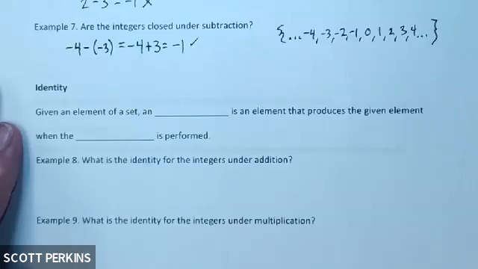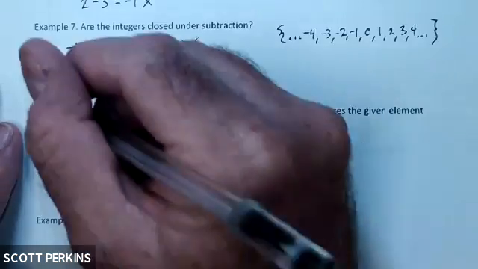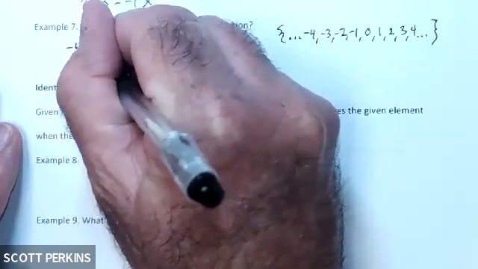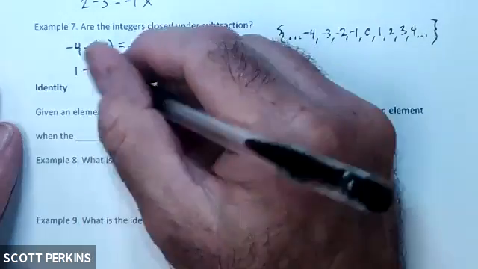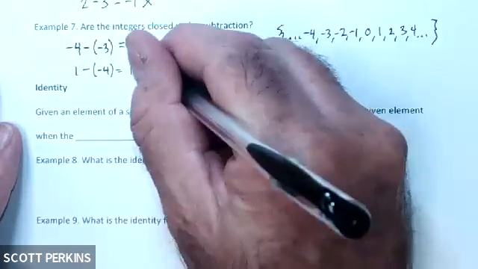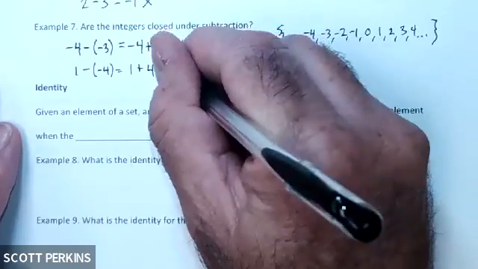Let's do another one. Give me another pair of integers. 1 minus -4. And again, when I subtract the negative, that becomes a positive. So I'm going to just write that down. And 1 plus 4 is 5. Is 5 an integer?